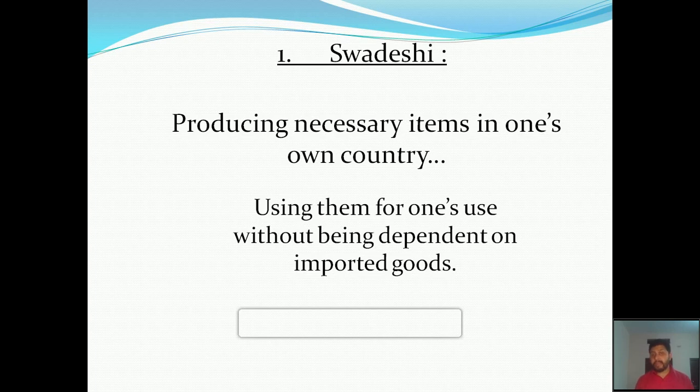Producing the necessary items in one's own country, economically there is a huge benefit. At the same time, we need not depend on some other countries for our daily needs. So these were some of the specialities of Swadeshi. It was one of the ideologies put forward by the assertive nationalist leaders. So the first method introduced by the assertive nationalists was Swadeshi, or the Swadeshi movement.